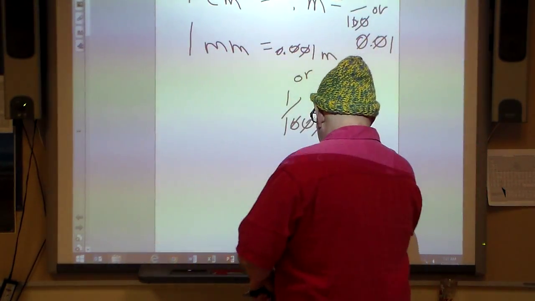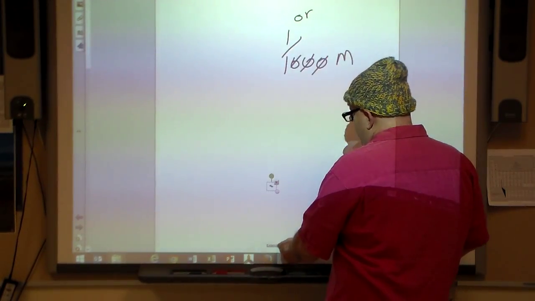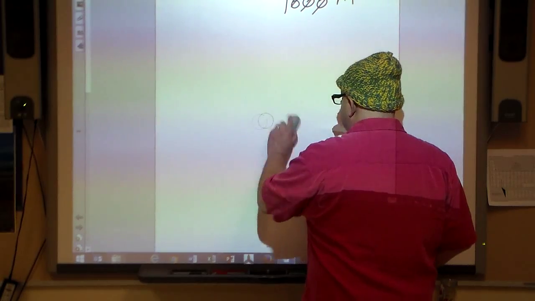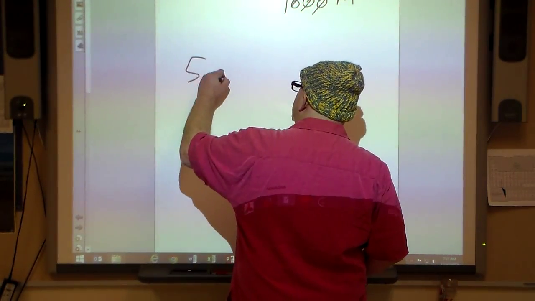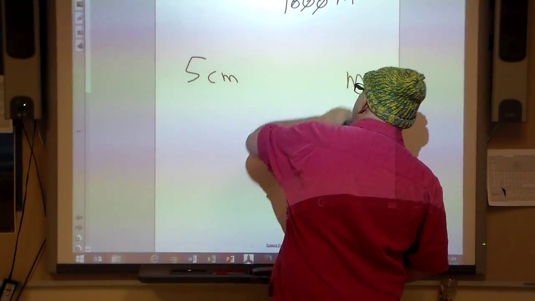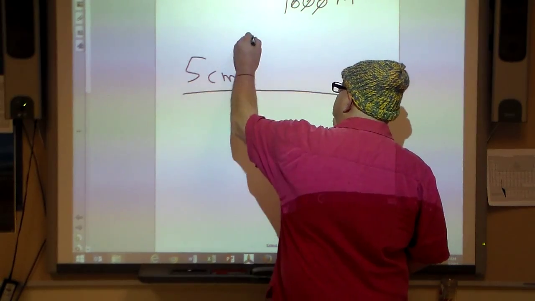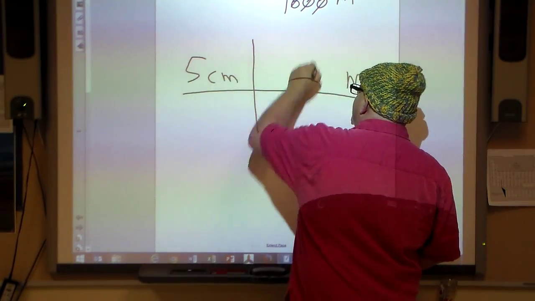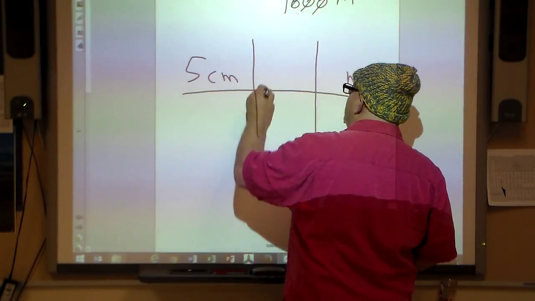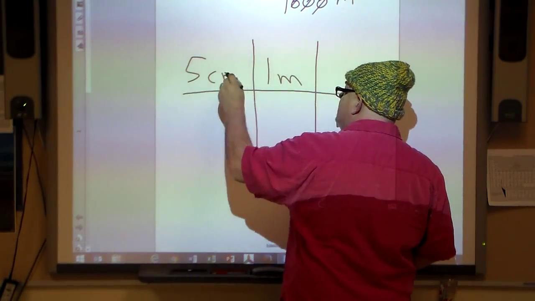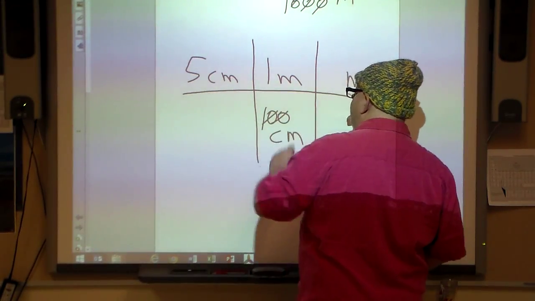And that's when we have to do our little bridge annotations, okay? You guys might remember the bridge annotations. So if I've got 5 centimeters, and I need to know how many meters I've got, I have to do that bridge notation thing, okay? So what am I going to go with? Well, I'm going to go with 1 meter, and how many centimeters in 1 meter? It's going to be 100.